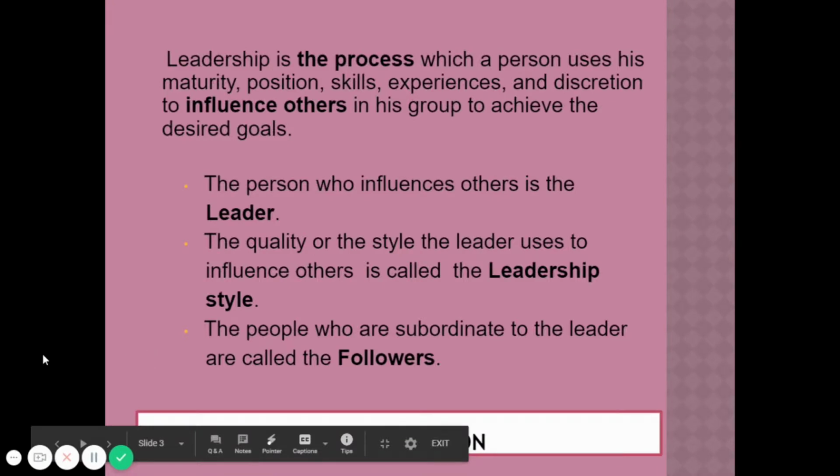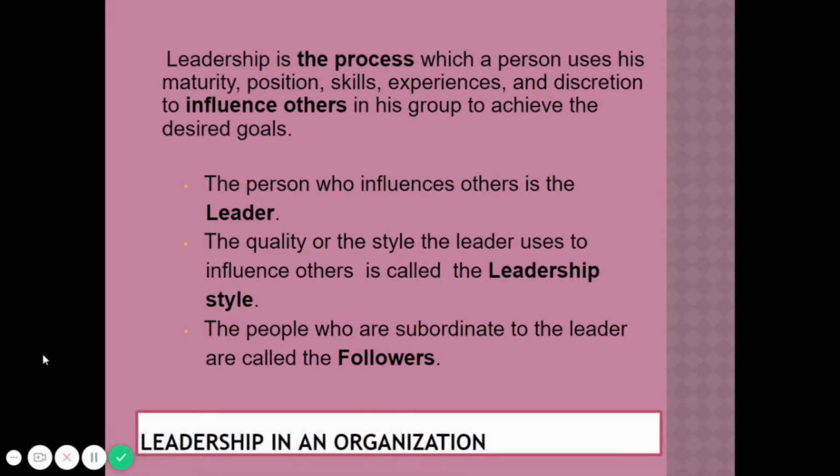First things first, this is the definition of leadership. Leadership is the process of an individual influencing or directing the other people in his group to achieve the desired goals by using his maturity, position, skill, experience, and discretion. So basically, leadership is all about an individual influencing and directing other people. Next is leader. The leader is the person who influences the other people.